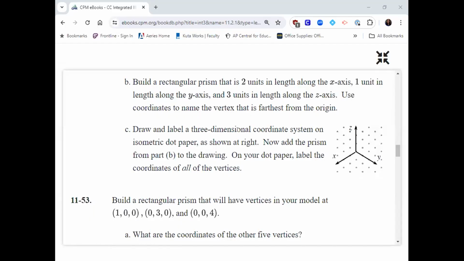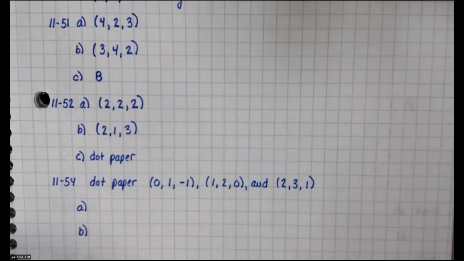C, draw and label a three-dimensional coordinate system on isometric dot paper as shown at right. Now add the prism from part B to the drawing. On your dot paper, label the coordinates of all of the vertices. Okay, so heading over here, we're gonna fit 2 graphs on this dot paper today. There's extra dot paper in your packet just for any mess ups or anything. I'm gonna work in erasable pen just because.